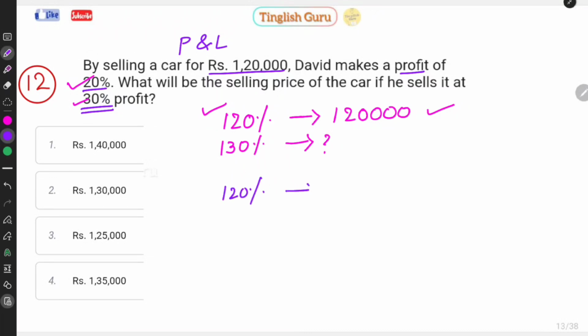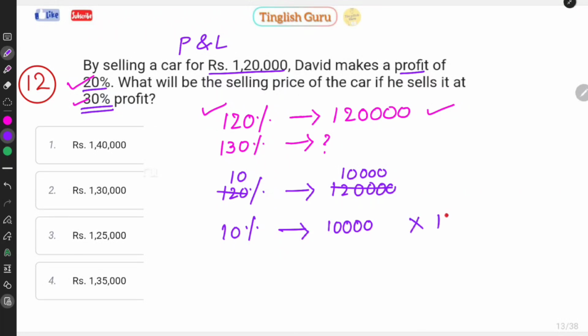120% is equals to 1, 2, 4 zeros. So cancel it, 12 tens, and it is also 12 tens and 3 zeros. So 10% value is equals to 10,000. So multiply it with 13 on both sides. It will become 130% value is equals to 1,30,000. So our answer is option 2.